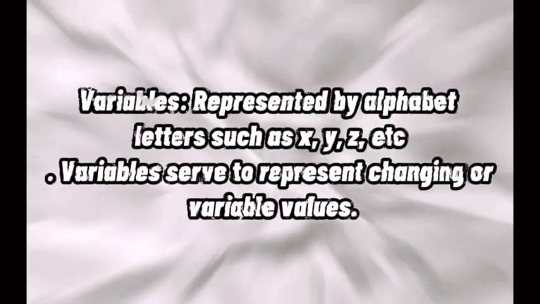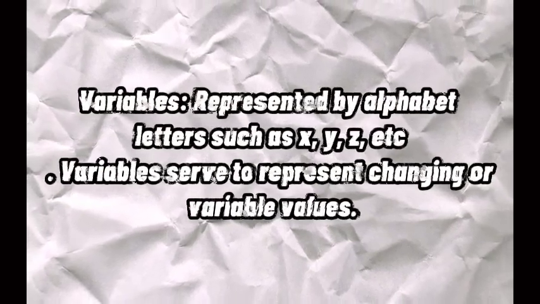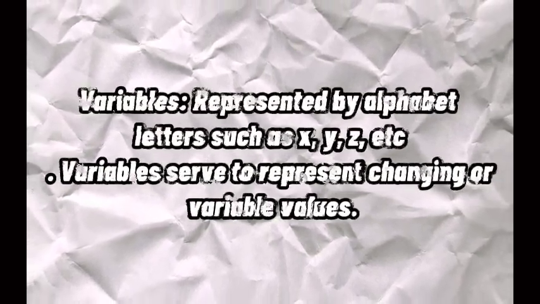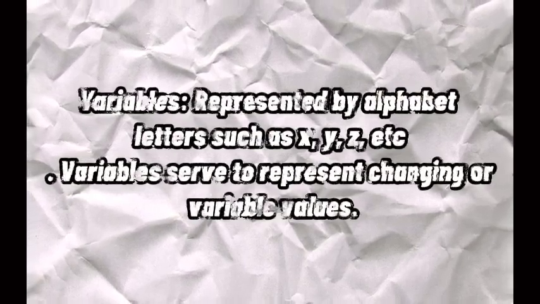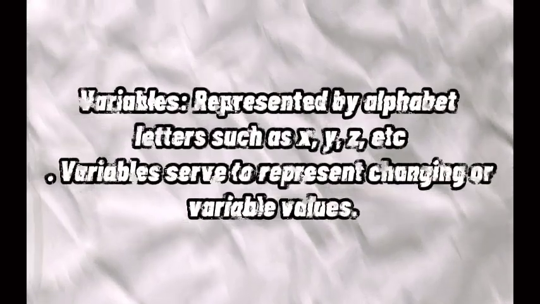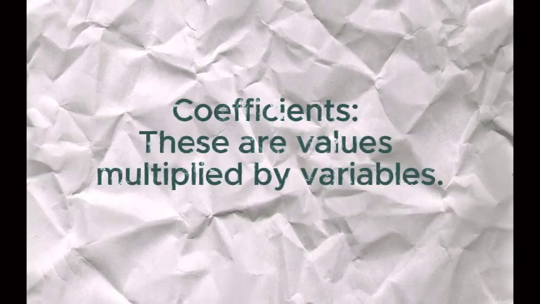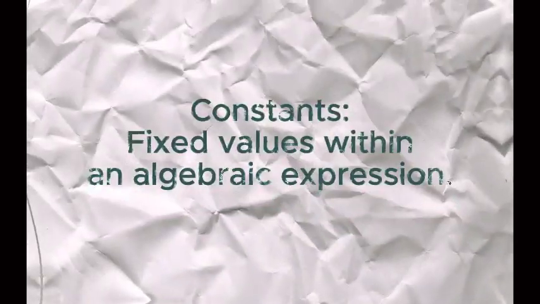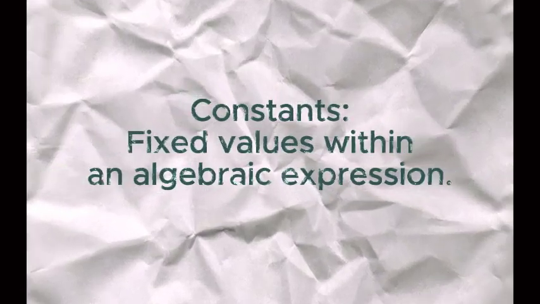So, in general, linear algebra is composed of three essential elements. The first is variable. Variables are represented by alphabet letters such as x, y, z, and many more. You can use whatever letter that you want. The variable serves to represent a changing value. The second is coefficient. Coefficients are values multiplied by variables. And the third is constant. A constant is a fixed value within the algebraic expression.